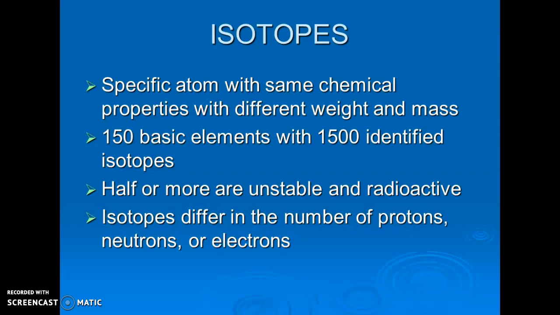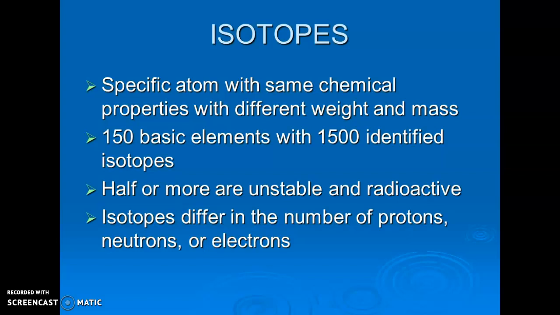And the best way I can explain this, again, I'm not a chemistry teacher, but you've got the 150 basic elements, and then you have their weird cousins. You're related, you're kind of the same, but not. So that's what an isotope is. It's very similar. It has the same chemical properties as the basic element, but it has a different weight or mass. So it's a little different.